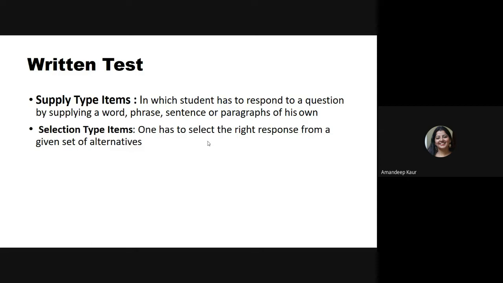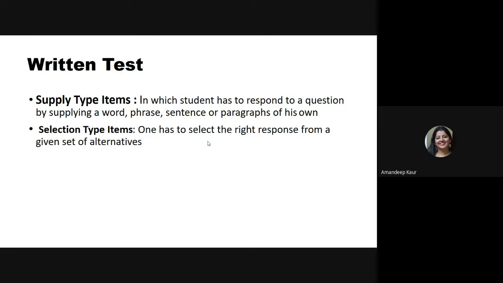And selection type of test item is when the responses are already given and the student needs to select the right response from the different alternatives given. Those kinds of items are considered as selection type of test item.